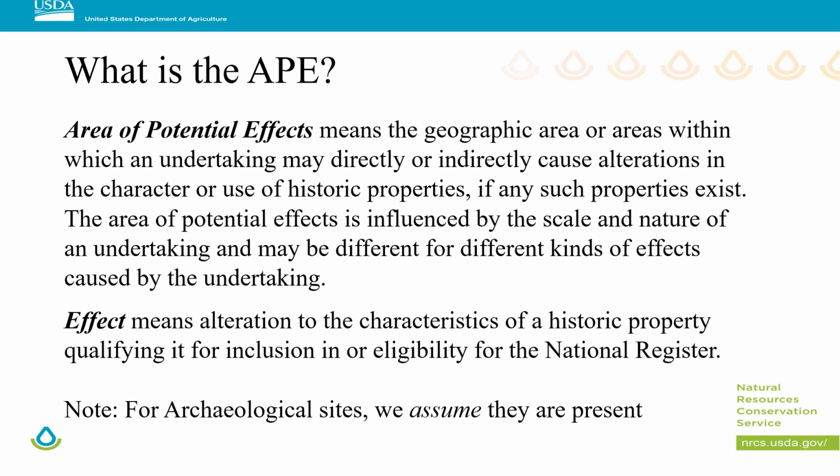So, what is the APE, or the area of potential effects? This gives people a lot of trouble because it's vague, and it gives me trouble because it's vague. It's the geographic area or areas within which an undertaking may directly or indirectly cause alterations in the character or use of historic properties if they exist. It's influenced by the scale and nature of an undertaking and may be different for different kinds of effects caused by the undertaking. The effect means alteration to the characteristics of a historic property qualifying it for inclusion in or eligibility for the National Register.